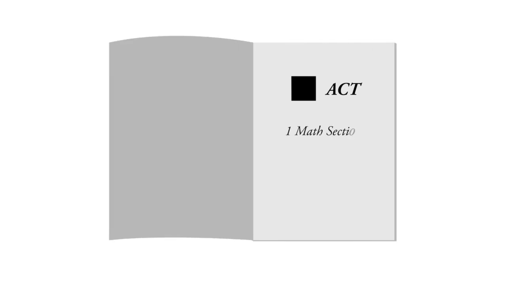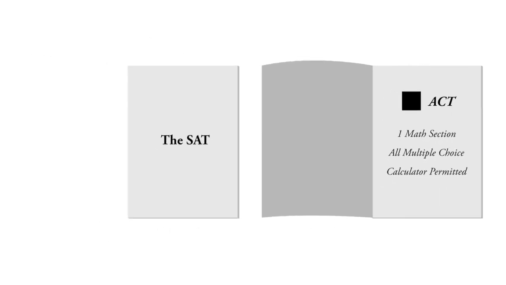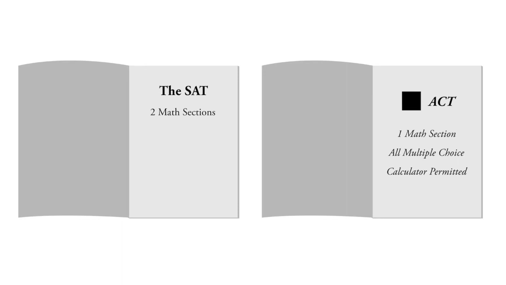On the ACT, there's only one math section. It's all multiple choice, and a calculator is permitted on all of it. On the SAT, there are two math sections. One allows you to have a calculator, and one does not. And within each of these sections, there are both multiple choice and free response questions, or items.